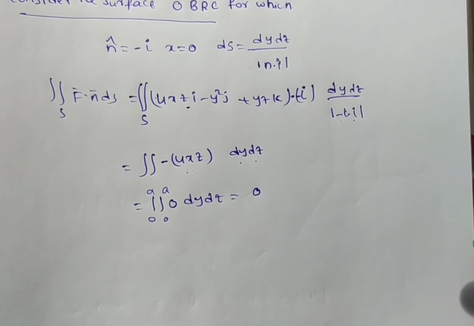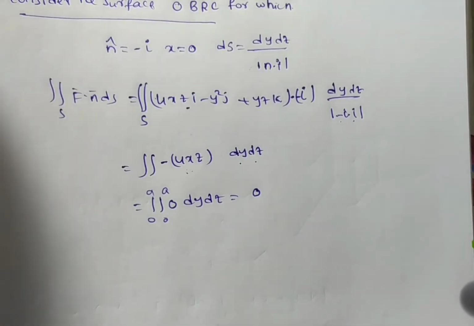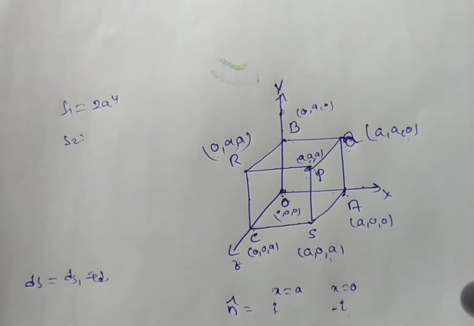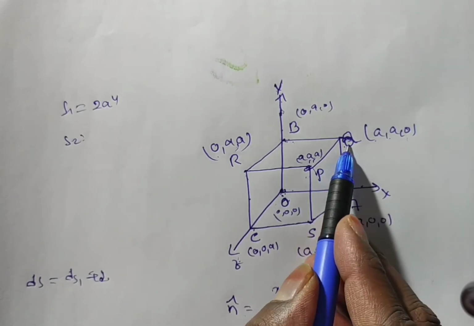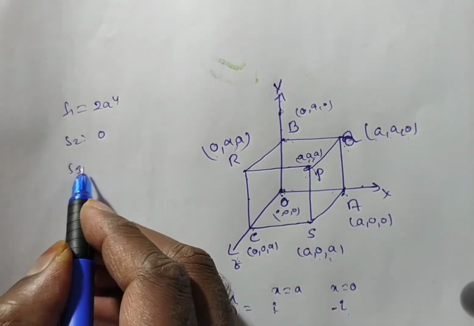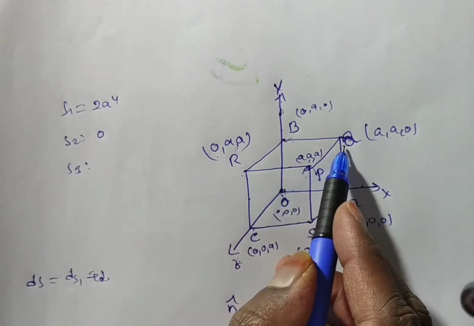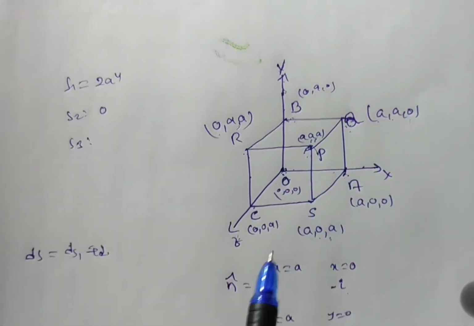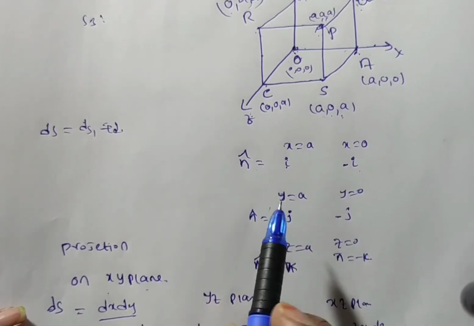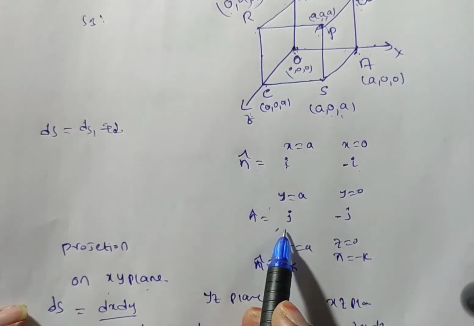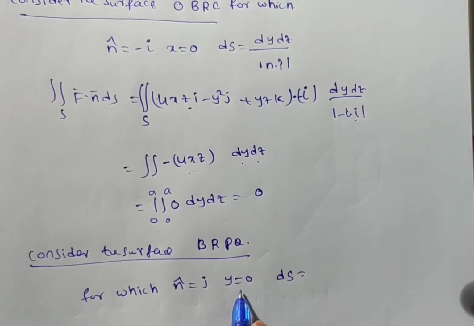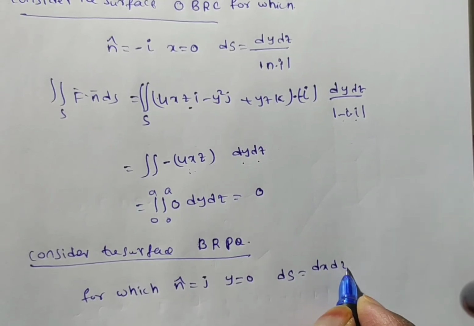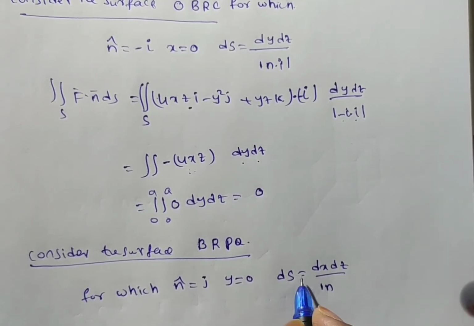Is it clear? Next, along the surface S3, here you see I am considering S3 surface along the y axis, that is here B R P Q, okay na. Now this is S2 0, now we are finding S3, B R P Q. At this point, what is the n bar here you have, what is n bar, j. Why? Because here y value is a, n cap is equal to j. In this case ds will be, see y point is there given, so obviously it is in x and z plane, so in this case ds is equal to dx dz by n bar dot j.